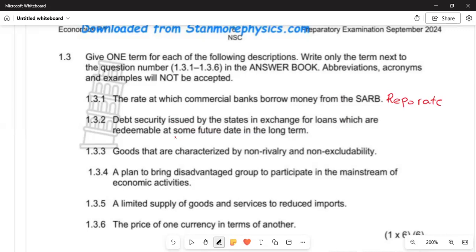1.3.2, a debt security issued by the state in exchange for loans which are redeemable at some future date in the long term. So now we want the umbrella term for this, that is government bonds. Government bonds, a debt security issued by the state in exchange for loans, which are redeemable at some future date in the long term.